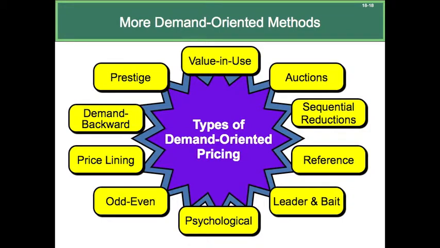Demand backward pricing involves setting an acceptable final consumer price and then working backward to what a producer can charge. The keys to successful pricing are an accurate estimate of what constitutes an acceptable price and making sure that the firm can still cover its cost.